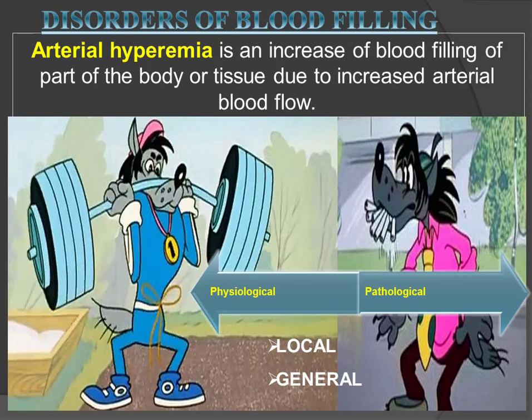Arterial hyperemia is an increased blood filling of the tissue due to increased arterial blood flow. Arterial hyperemia is divided into general and local, as well as into the physiological and pathological.